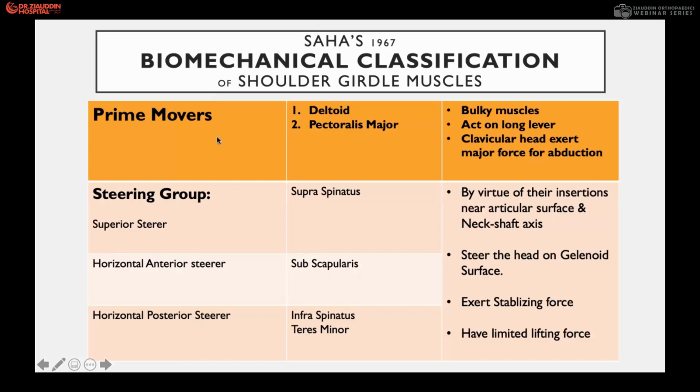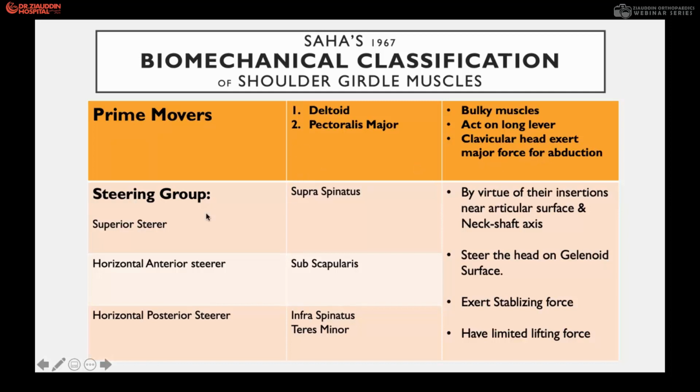He classified the muscles into the prime movers, steering groups, and the depressor group. In the prime mover group, the most common and more important muscles are the deltoid muscle and the pectoralis major muscle. They are bulky and act on a long lever arm, especially the clavicular head, which exerts a major force for abduction of the shoulder joint.